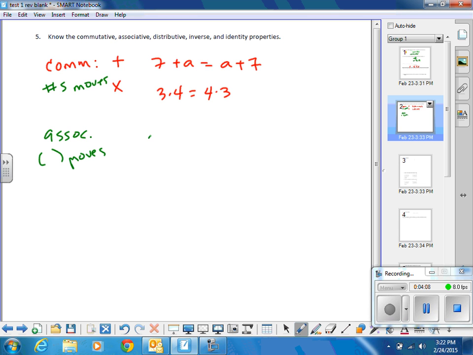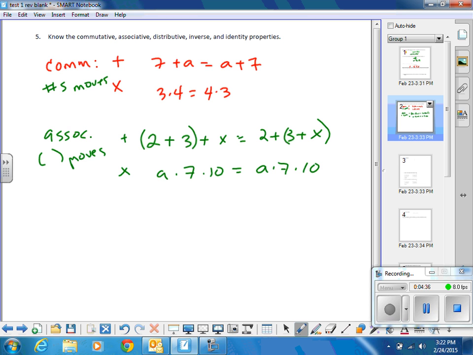So I could have like 2 plus 3 plus x, there's the parentheses, is equal to 2 plus 3 plus x, and then see my parentheses has moved, my numbers have literally stayed in the exact same spot. Do the same thing with multiplication. It could be something like a times 7 times 10 equals a times 7 times 10, and I have my parentheses here, and then there. So that's the associative property.